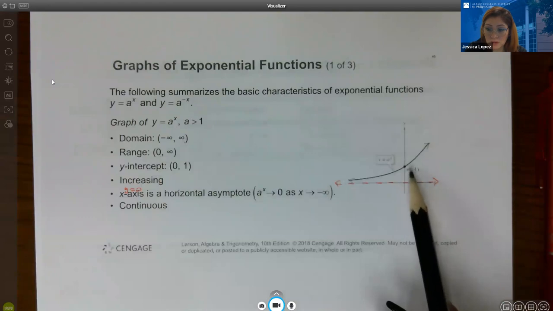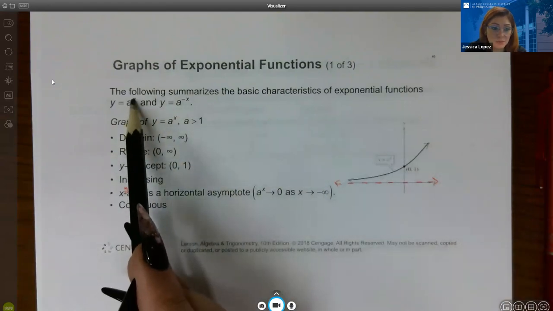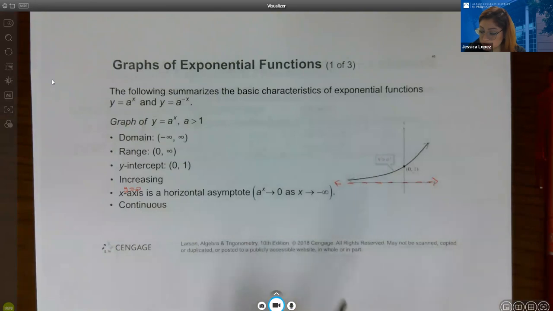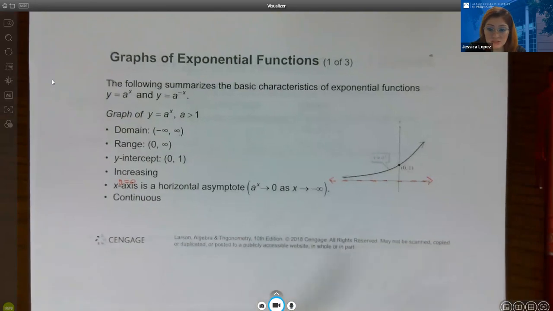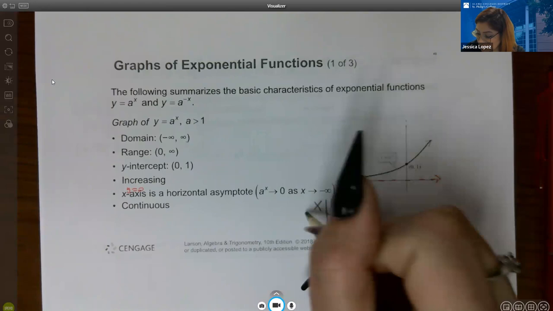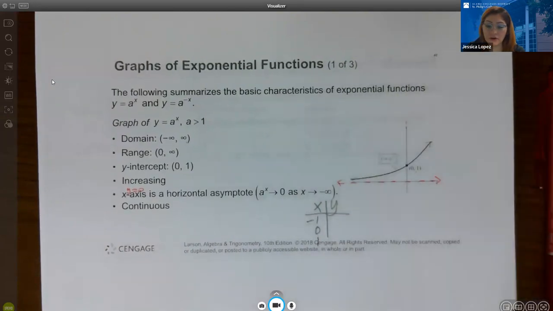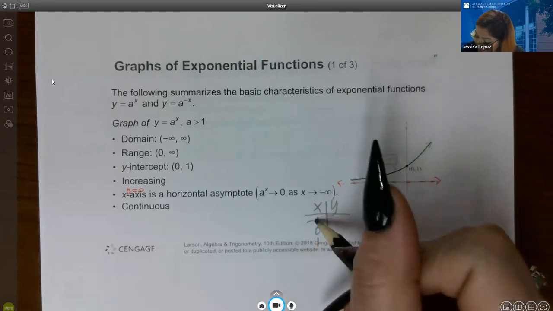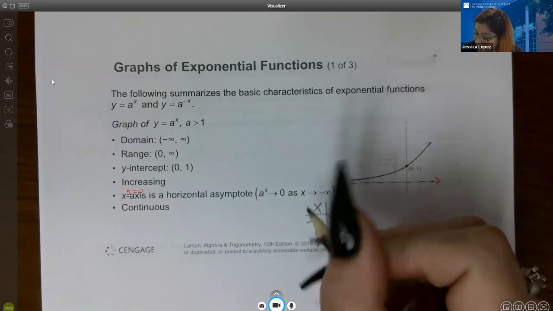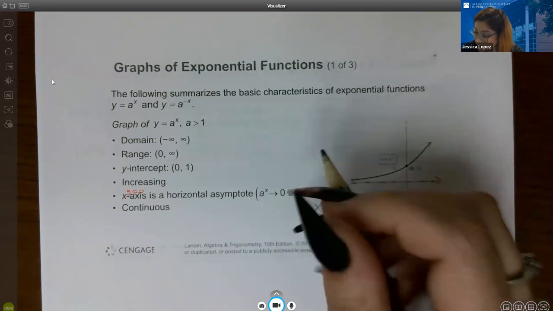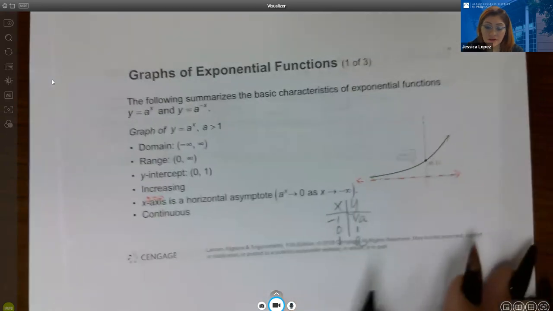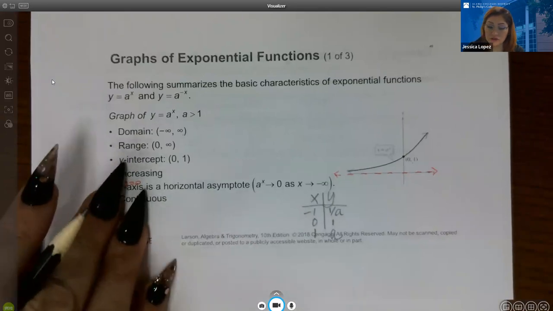The y-intercept, no matter what, when I plug in 0, doesn't matter what this base is. When you plug in 0 for the exponent, you always get 1. And then of course the function is continuous. What I would highly suggest is that when you're graphing these, you do 3 points. You always want to plug in -1, 0, and 1 for your x. For -1, you're going to get a to the -1 power, which is actually just the reciprocal of a. When you plug in 0, anything to the power 0 is 1. And when you plug in 1, anything to the power 1 is that same thing. So you should have these 3 points on any basic exponential function.